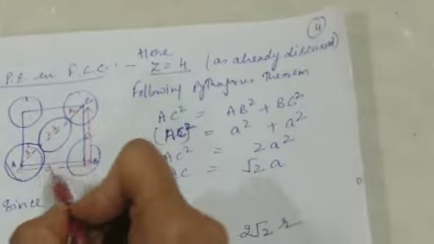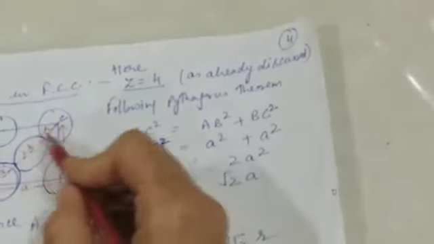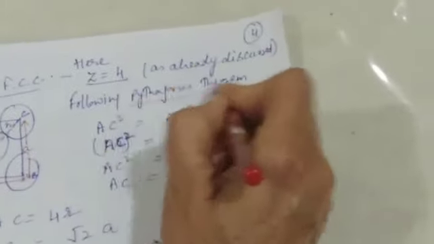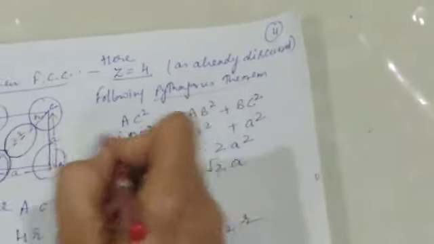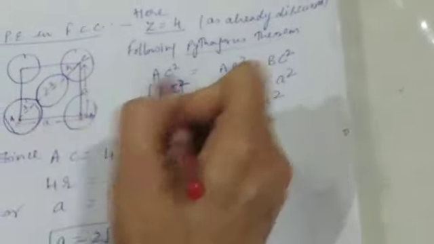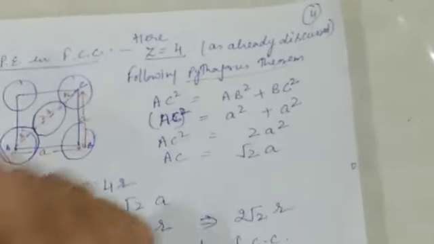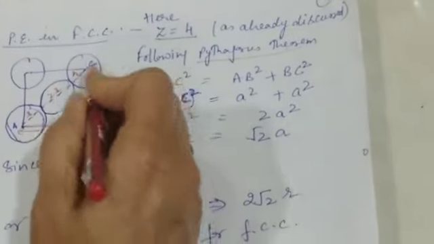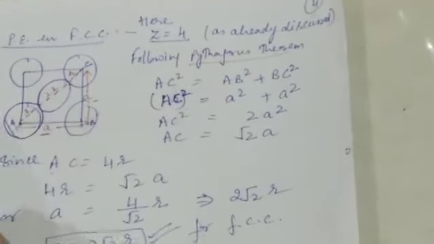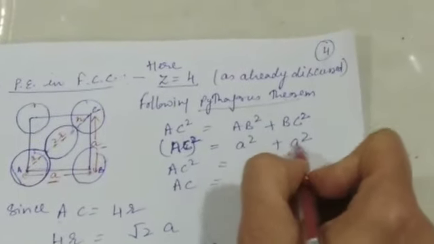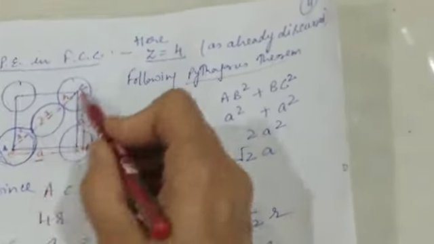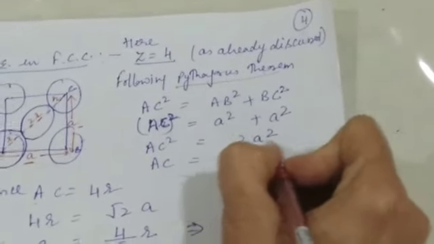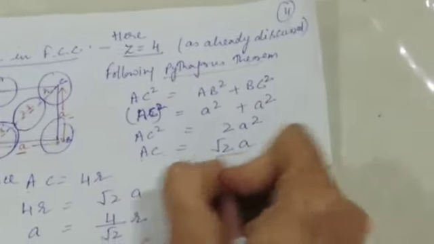as the walls are all perpendicular to one another. Now, if ABC is a right angle triangle, we'll follow the Pythagoras theorem, according to which the diagonal AC square is equal to AB square plus BC square. Now AB is the edge length, which is taken as A picometer. BC is the edge length, again taken as A picometer. So A square plus A square is equal to AC square, which is the diagonal of the triangle. Now AC square is equal to 2A square, or AC is root 2 A.